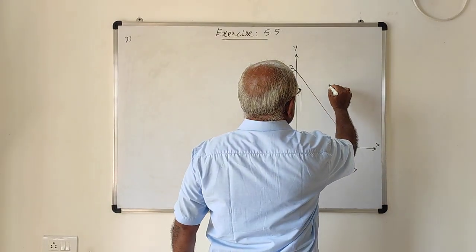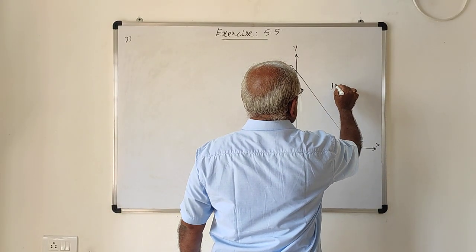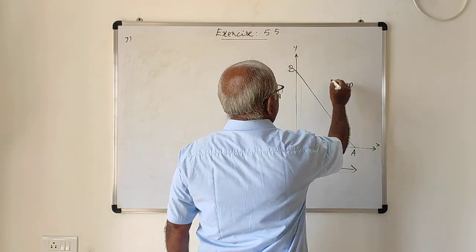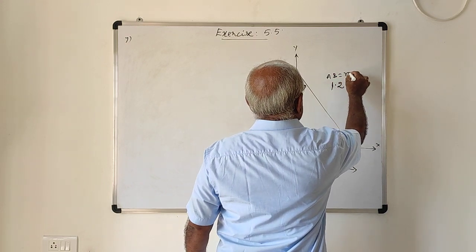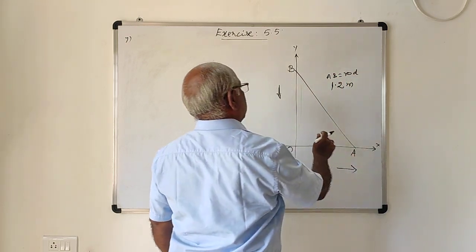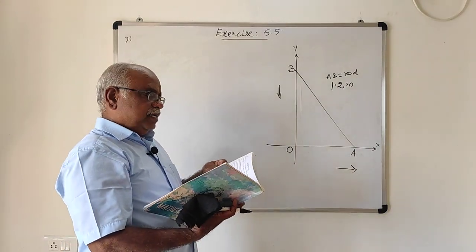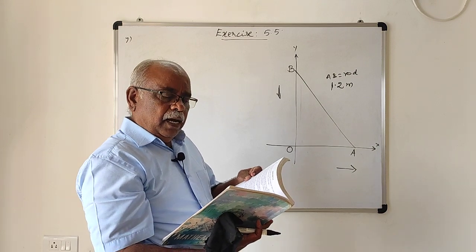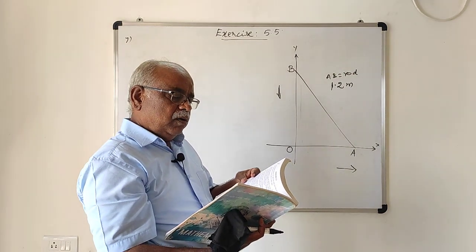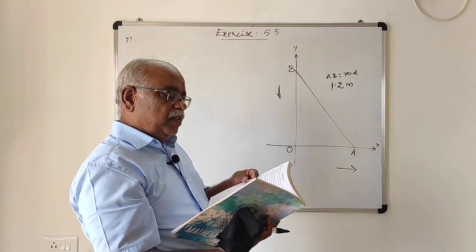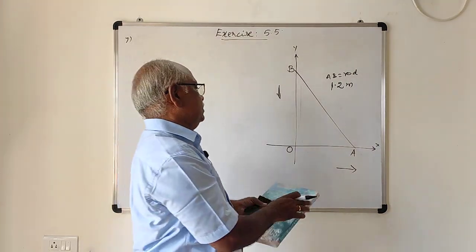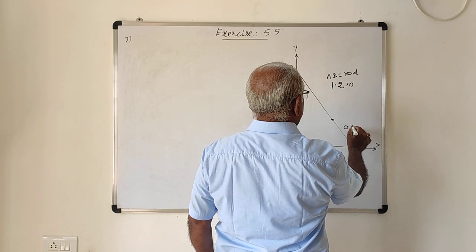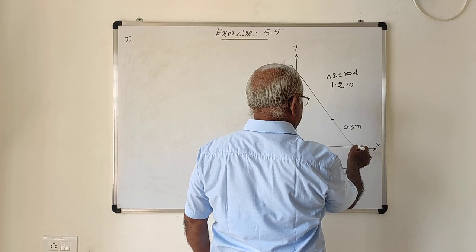The length of the rod AB is 1.2 meter, and its ends are touching the coordinate axes. The locus of a point P on the rod, which is 0.3 meter from the end in contact with the x-axis, is to be found. So the length is 0.3 meter from the end A.